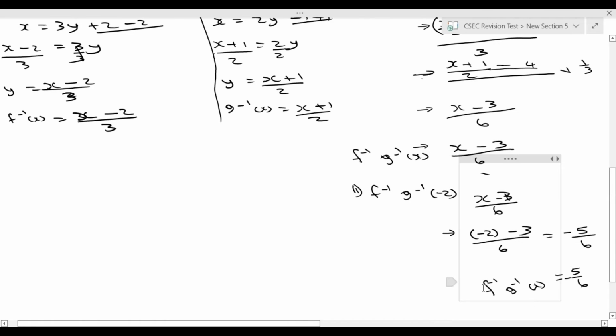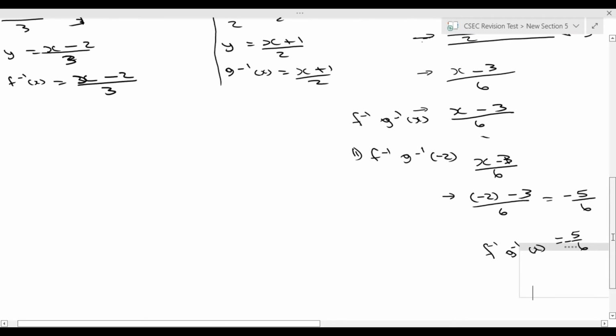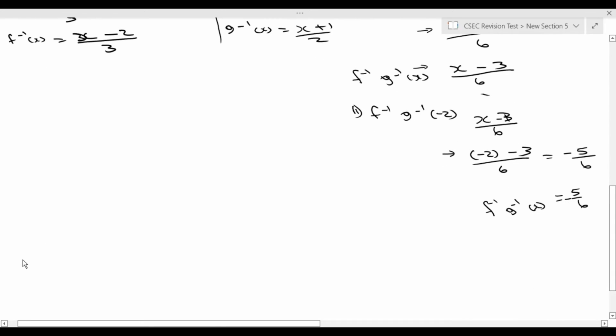Okay, so the third section now is where we are going to find our f of g inverse. The third step was to find fg, and then we are to find the inverse of that.